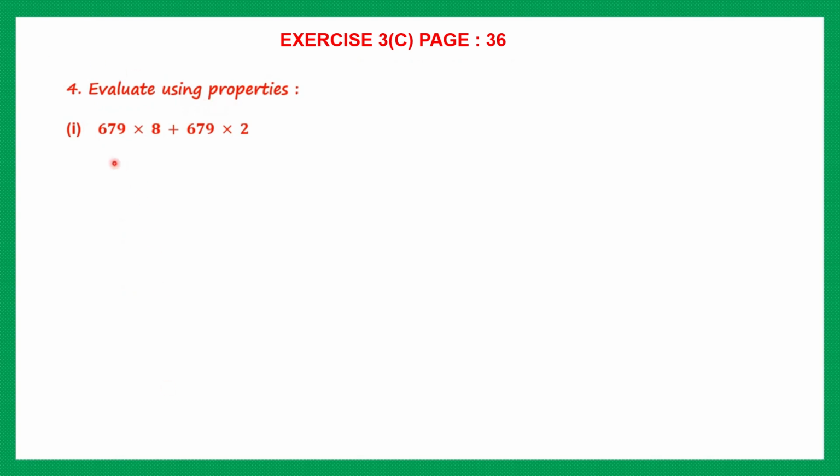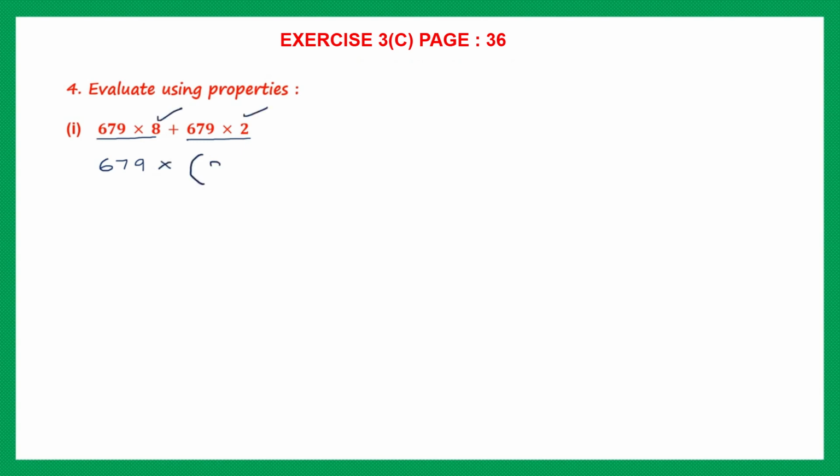Question 1, here we have 679 into 8 plus 679 into 2. Now you have to decide which property you can use here. As you can see, 679 has been repeated and you can see that 8 and 2 are there separately. So this is the one that's repeated. So let's see if we can use the distributive property. As we can see, this is multiplication and this is also multiplication. So let's take out 679 separately into, let's take 8 and 2 and put it in brackets.